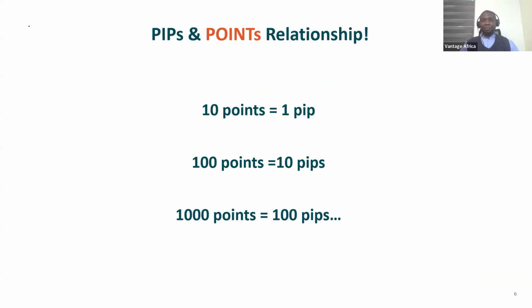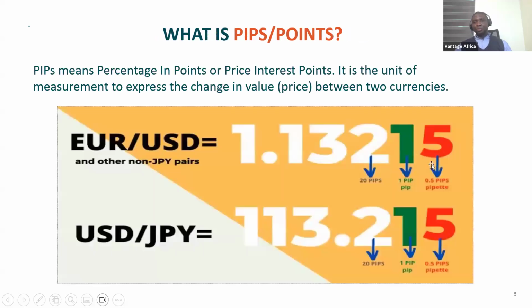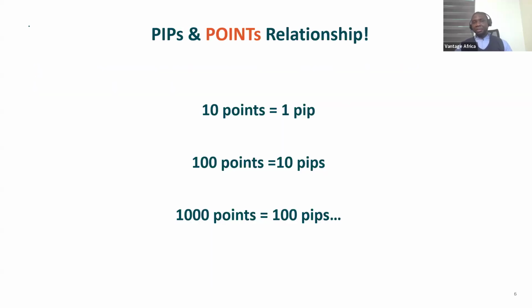Okay, so now, this is the relationship between pips and points right here, right? 10 points equals 1 pip. So if you have 215 points, that is 21.5 pips. 100 points equals 10 pips. So you see that it is a division by 10. You take the point number, you divide it by 10, and you have your pips.